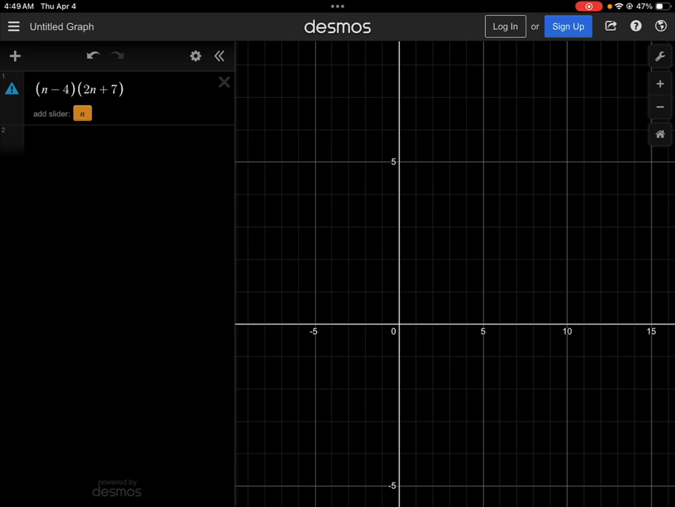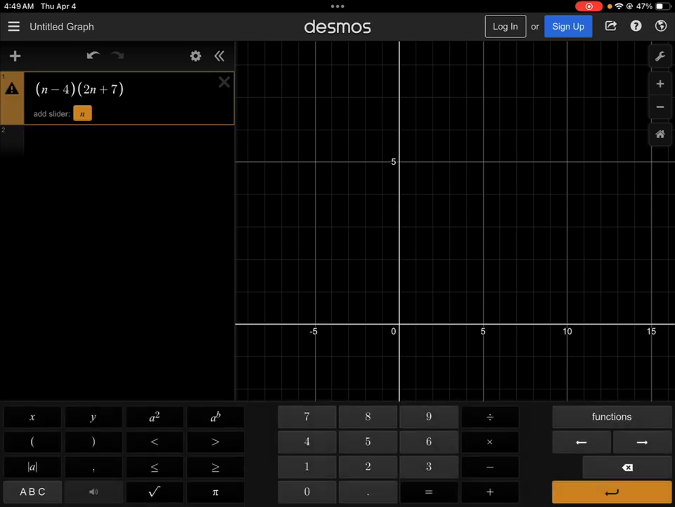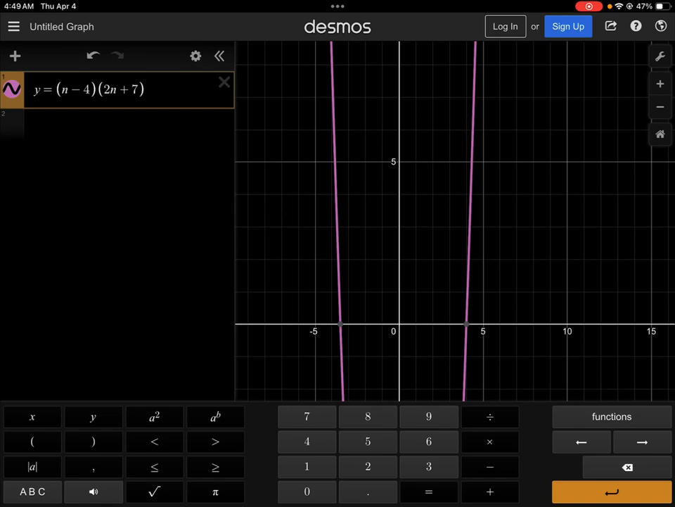Well, what is going on here? Why is there no graph? In that case, I know the answer, but let's see what the information says. When you see that triangle, it says try adding y equals to the beginning of the equation. That's because it doesn't understand that I want to graph it, because it doesn't have the y equals. So you have to put y equals, and then it's going to graph it.